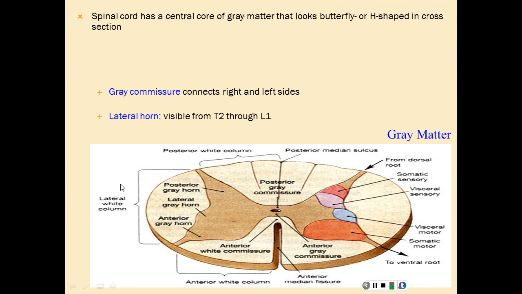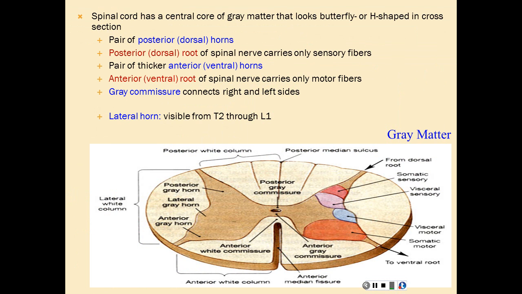So the gray matter makes up the central core of the spinal cord, which looks like a butterfly or is H-shaped in cross sections. Now the core consists of two posterior horns and two thick anterior horns. So right here, this would be our posterior horn, one on this side and one on this side. So this is our right side, and this is our left side, because this is the anterior and that's the posterior. It also has a lateral horn and an anterior horn. Now the anterior horn is a lot thicker than the posterior horn.